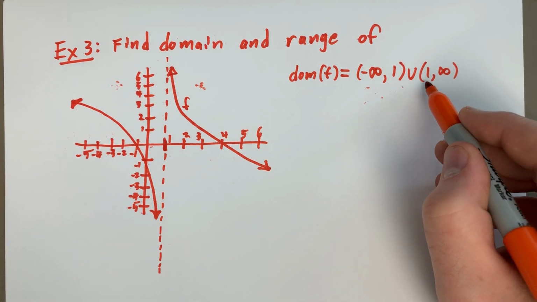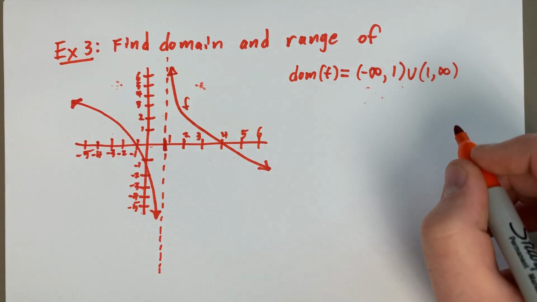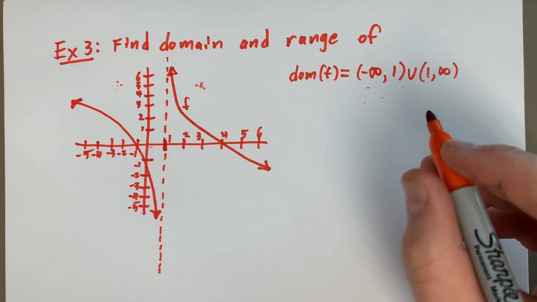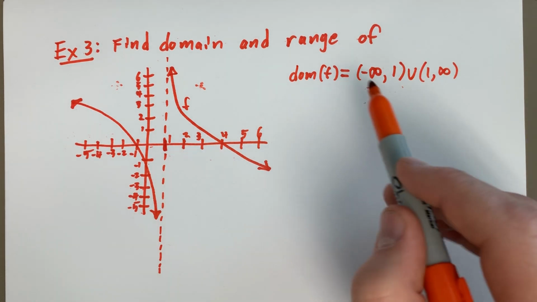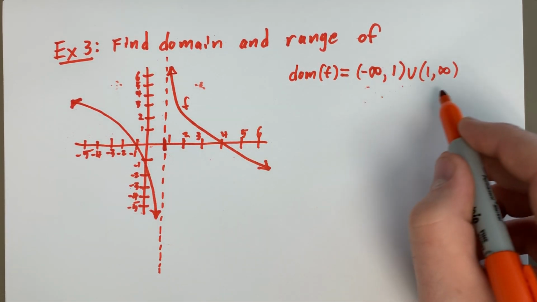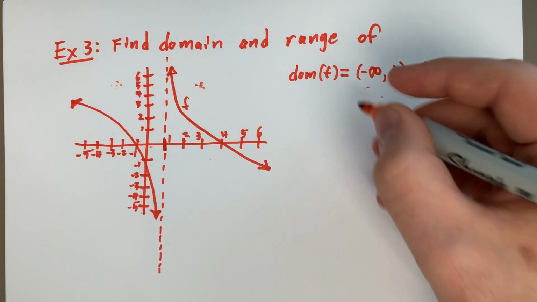But notice that I have the round braces. That means I cannot plug in 1. So the domain is everything. I can plug in any x value I like except for 1. These are the set of all x values I can plug into my function and get a y value.